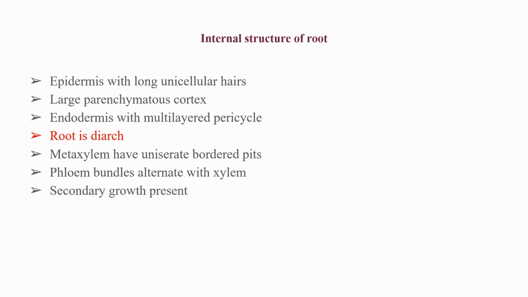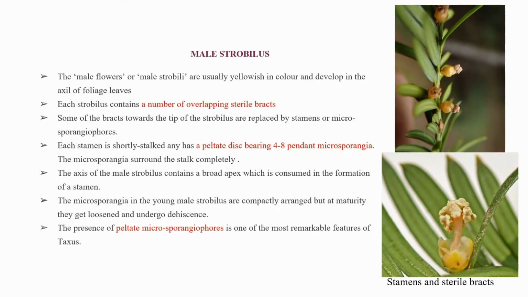Secondary growth is present as seen in the Pinus. Reproduction in Taxus is seen by the formation of male and female strobili or male or female flowers. So the first one is the male strobilus or the male flowers. The male flowers or male strobili are usually yellowish in color and develop in the axils of the foliage leaves.